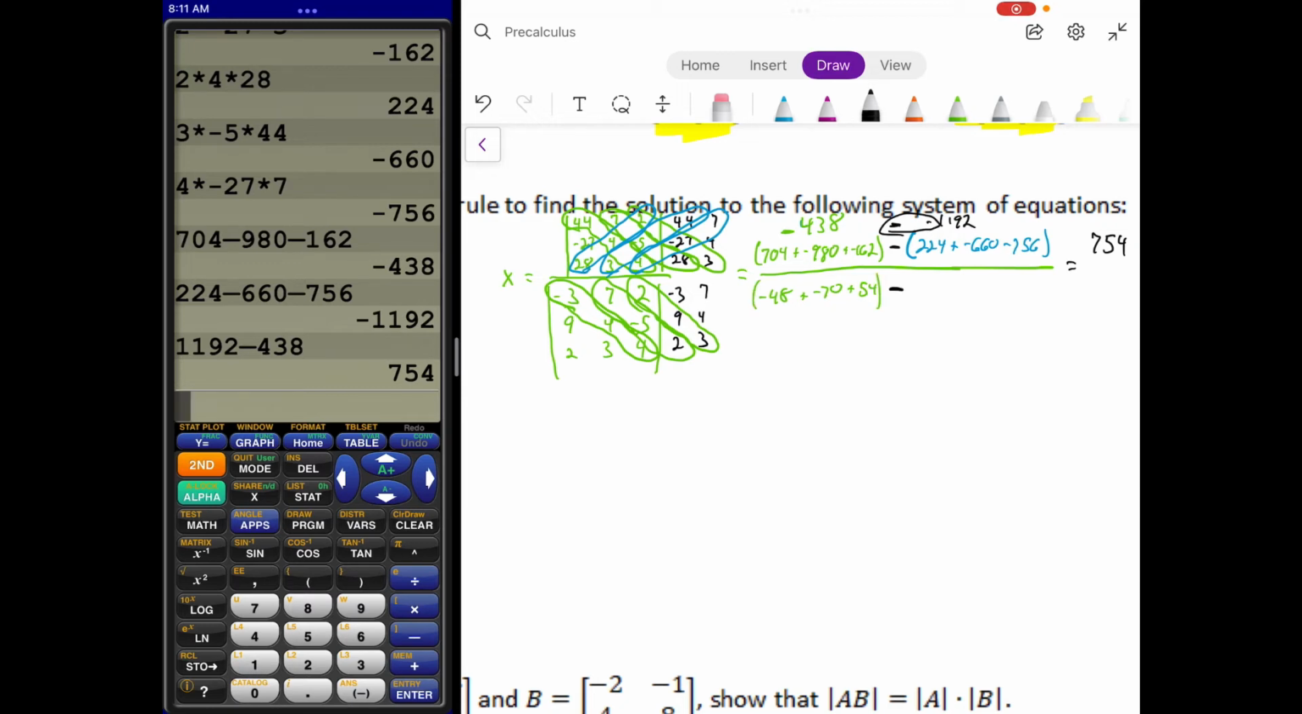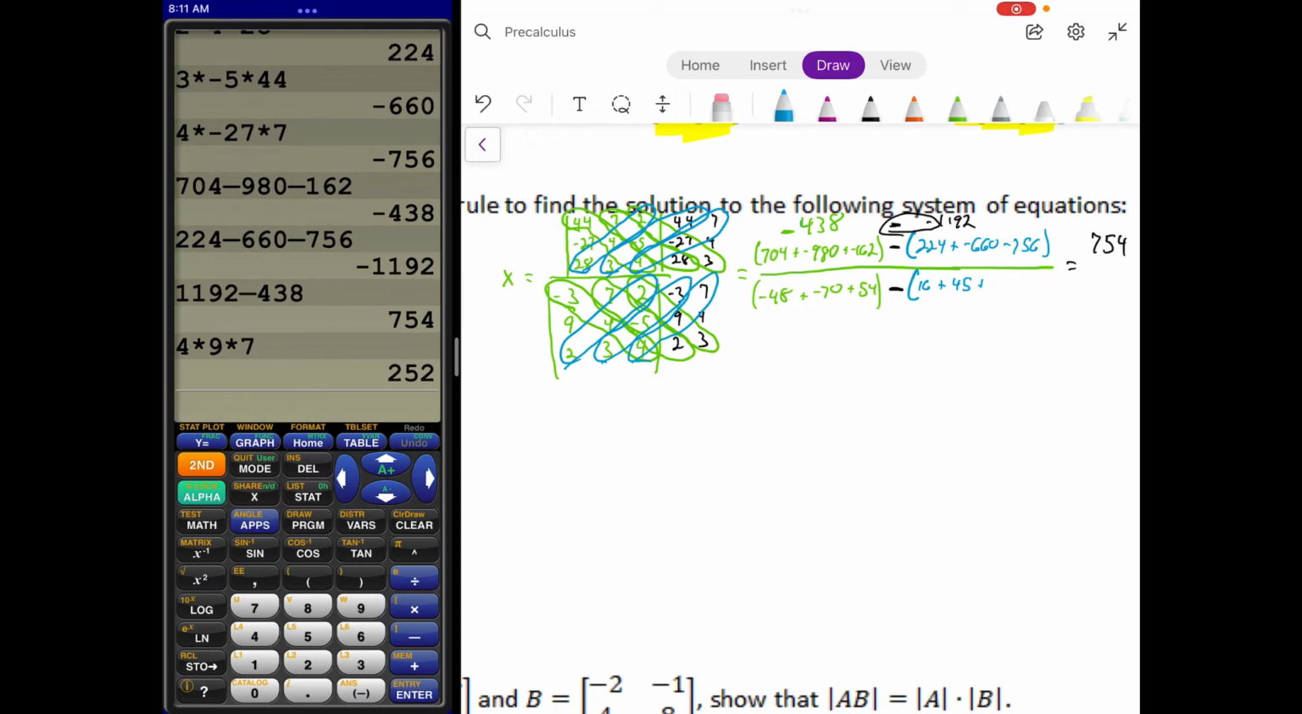And then we're going to subtract, coming back the other way. So 2 times 4 times 2, that's 16. Plus 45. And then 4 times 9 times 7 is 252. So let's find out what these are equal to. We have negative 48 minus 70 plus 54. It's negative 64.